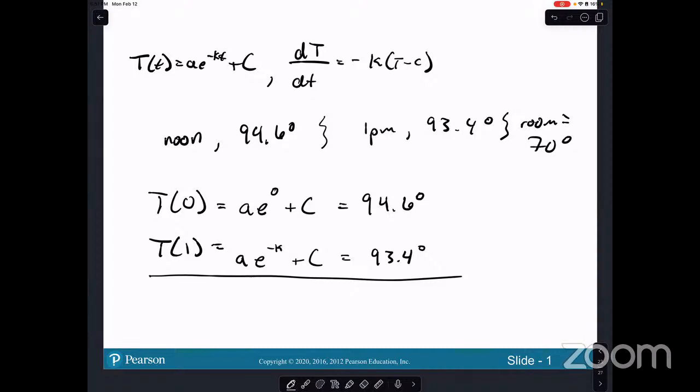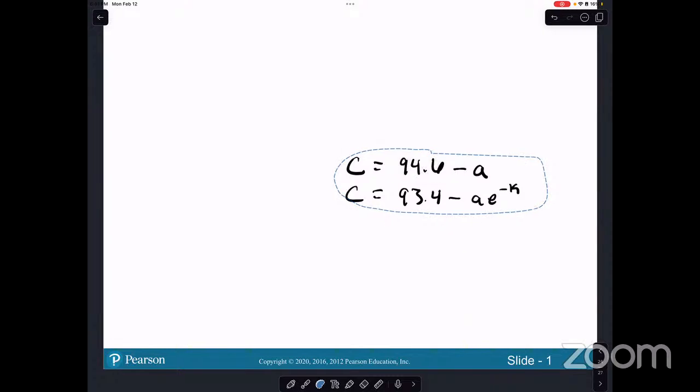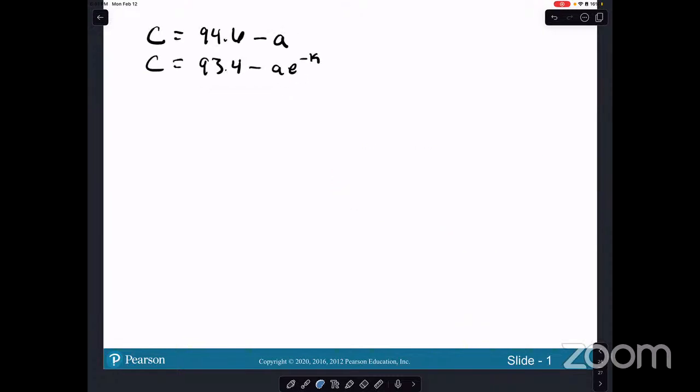So we get C equals 94.6 minus A. And then from the second one, we get that C equals 93.4 minus AE to the negative K. So then we can set those two equal to each other and just see what we can go from there. Just copy, paste. So then it should be the case 94.6 minus A equals 93.4 minus AE to the negative K. Let me see, can we just set this to 0? Okay. We just have one thing missing, which is the K.